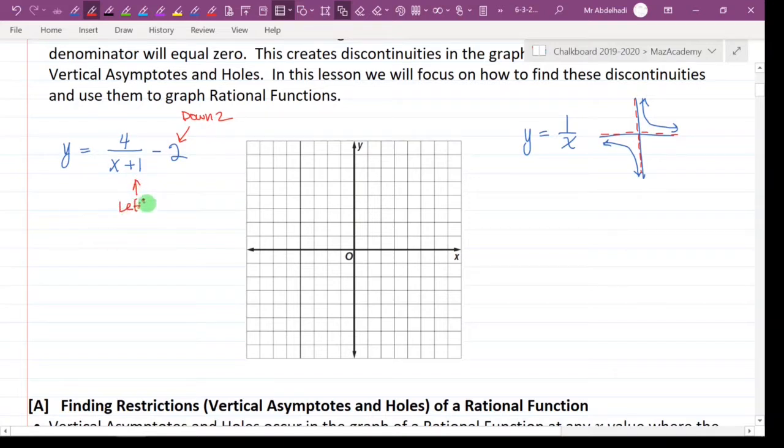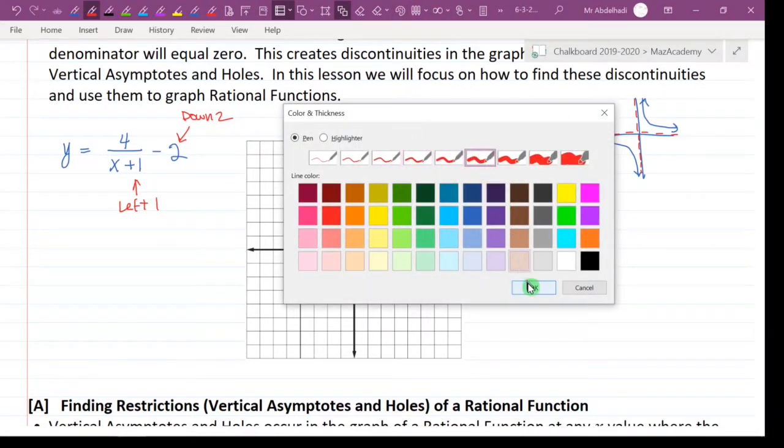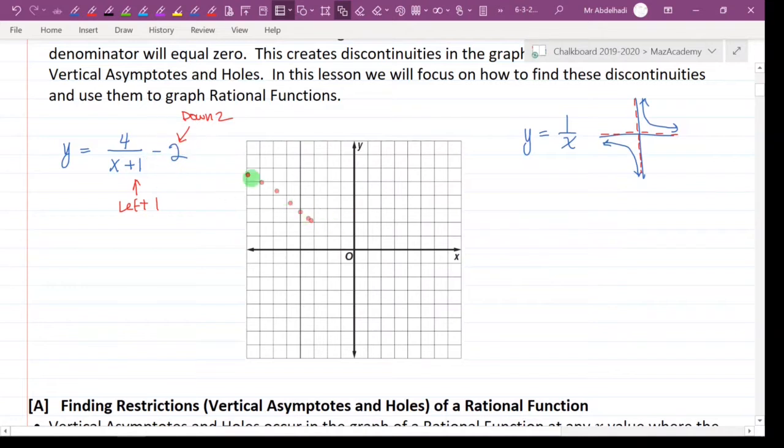So left 1, okay? And hopefully you learned in the last section that what you're supposed to do is draw your asymptotes first and foremost. So if we're going to move everything down 2, we're going to have a horizontal asymptote. The new x-axis, so to speak, is going to be down 2 from where it was, from here to here. And then left 1 means your new vertical asymptote is to the left 1. So that's your new y-axis.